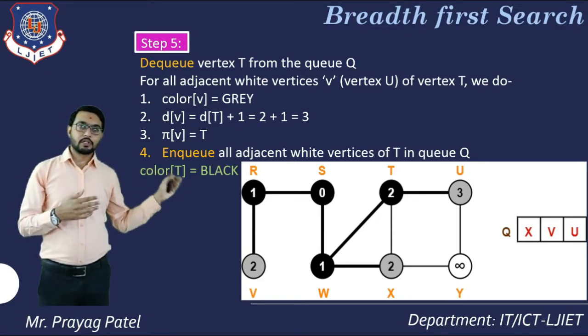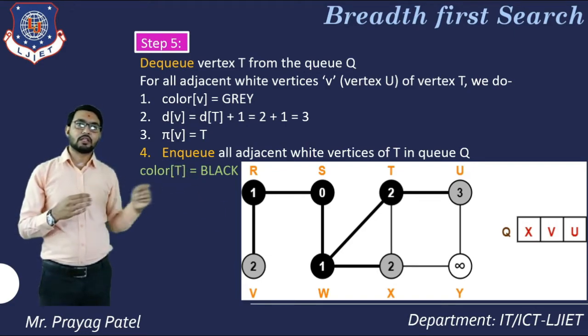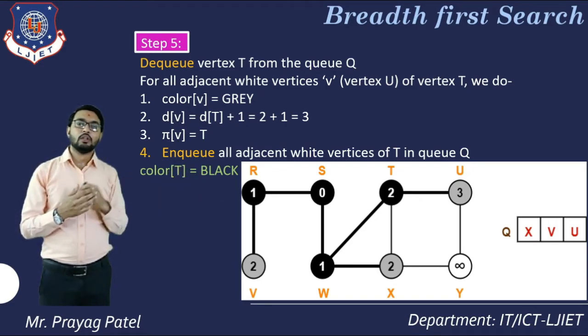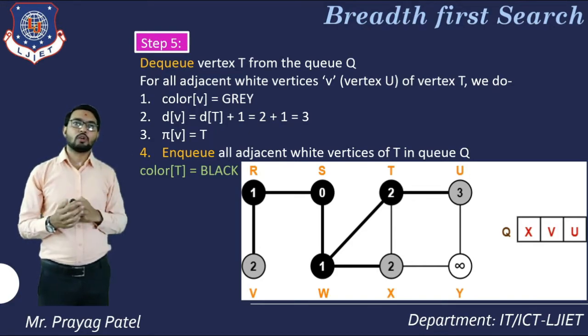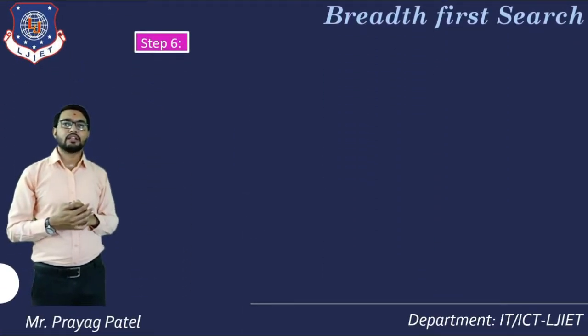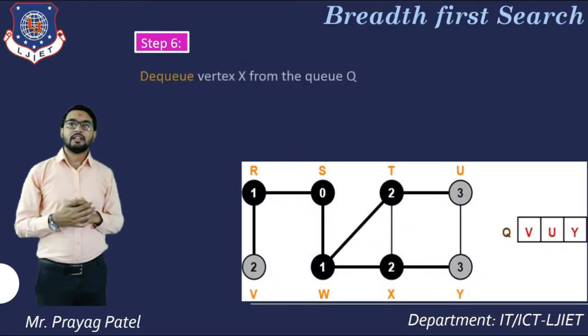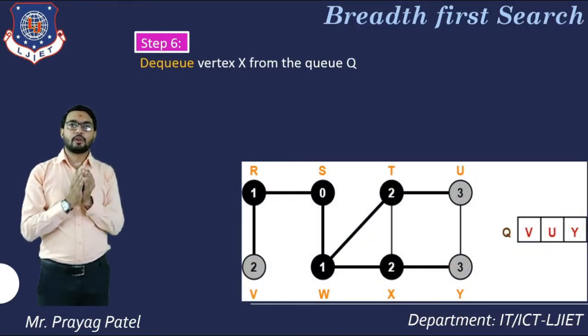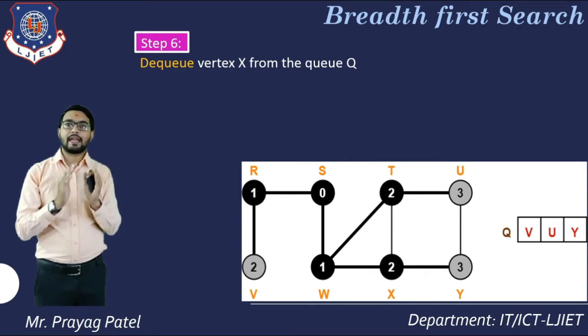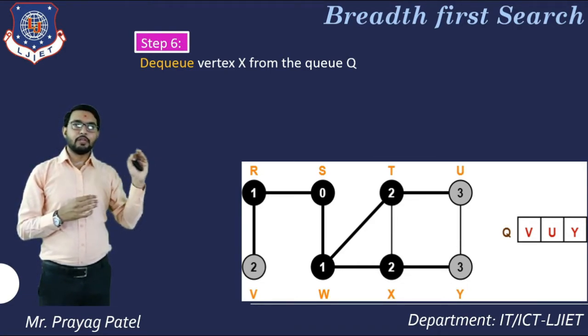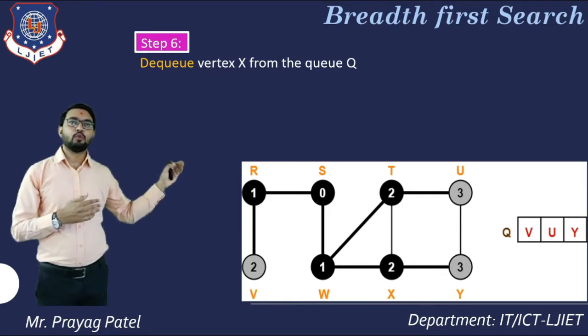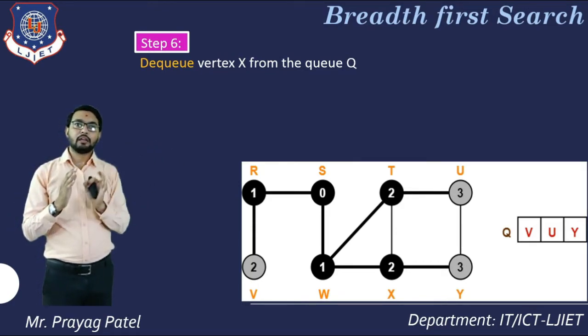Now consider the first node in a queue. In this queue, consider x, v and u. Three nodes are there. So consider the first node from these as x. In step number 6, initially we consider the first node from the queue as a vertex x. First operation: dequeue vertex x from the Q. So here we remove the x from the queue.